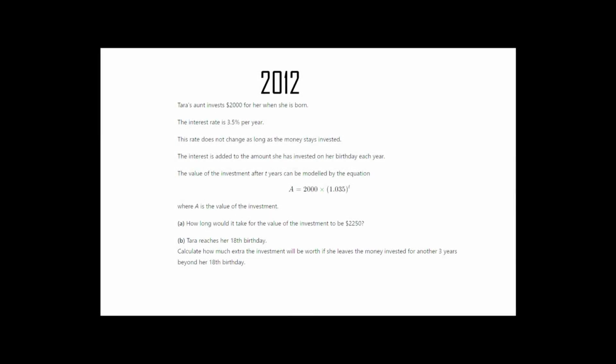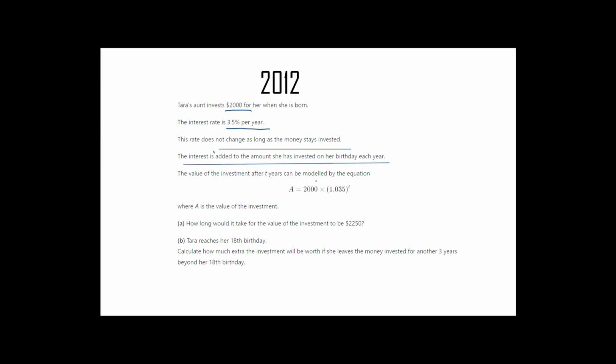All right, well, let's wrap it up by doing some long logarithms from previous exams. Just because they're old exams doesn't mean they're not useful. So Tara's aunt invests $2,000 for when she is born, and the interest rate is 3.5% per year. The rate does not change as long as it stays invested. The interest is added to the amount she's invested on her birthday.